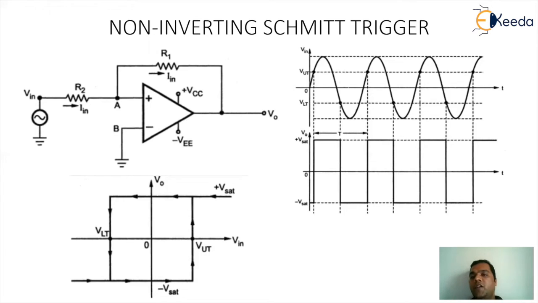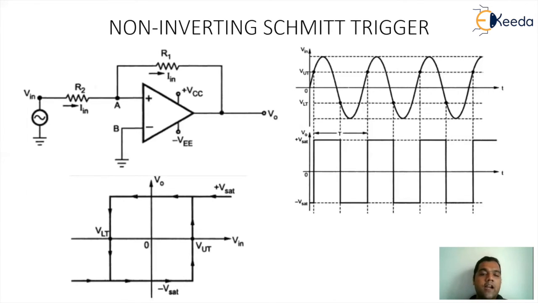So overall, the input is compared here also with respect to the threshold points. Depending on the way in which the input crosses the threshold point, the output will either switch from plus Vsat to minus Vsat or minus Vsat to plus Vsat. The similar operation can be shown in the transfer characteristics here, where the arrows point to the transition from plus Vsat to minus Vsat or minus Vsat to plus Vsat, depending on how the input is compared with respect to the upper threshold.